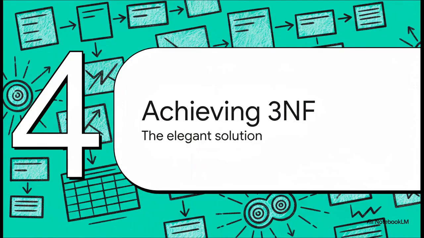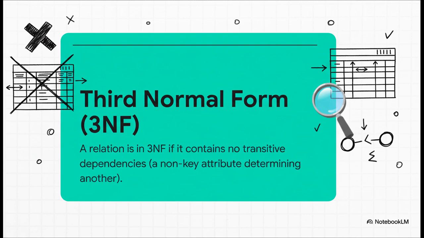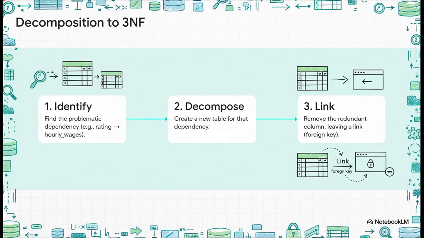This brings us to the formal solution, a set of design rules known as third normal form, or 3NF for short. This is the principle we use to eliminate those problematic dependencies for good. Yeah, the formal definition can sound a little intimidating, but the core idea is incredibly simple. A table is in third normal form if it has no transitive dependencies. That's it. It's a direct rule designed to kill that one specific problem we identified, a non-key attribute determining another non-key attribute.